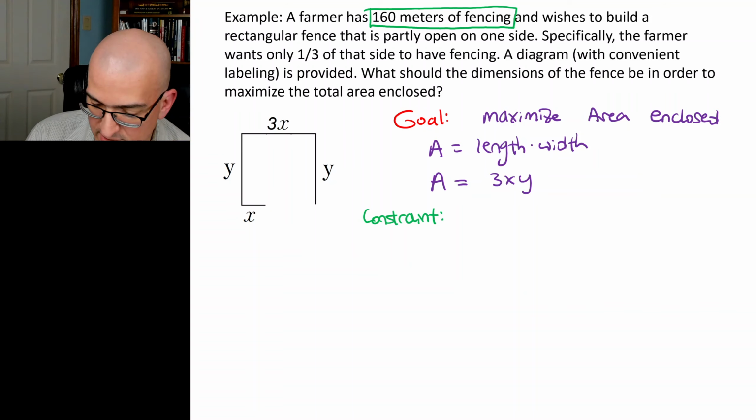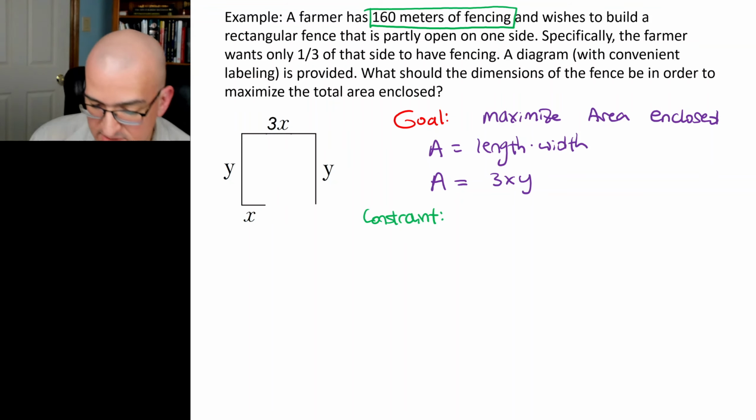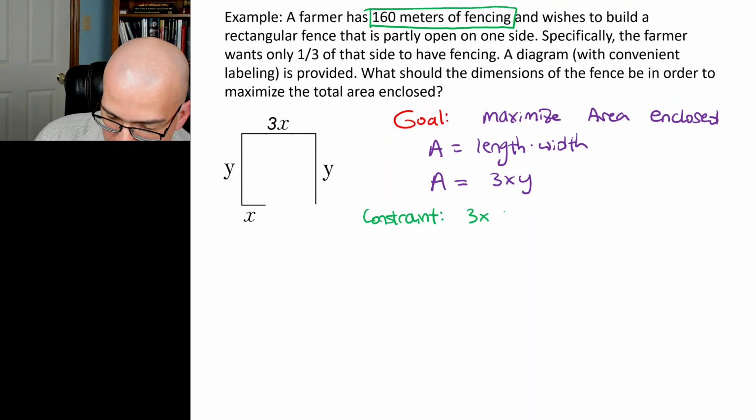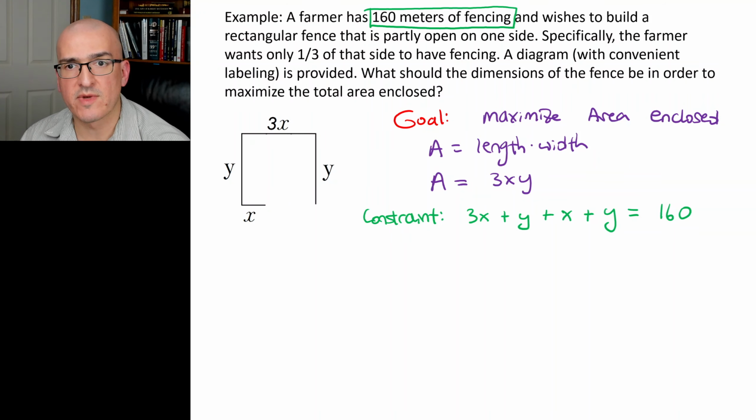Our constraint is, if we add up all the sides, it should use all 160 meters of fencing. So the first side, 3x, plus the second side, y, plus the third side, x, plus the last side, y, is equal to 160. It's a perimeter constraint. The perimeter must total the amount of fencing that's used.